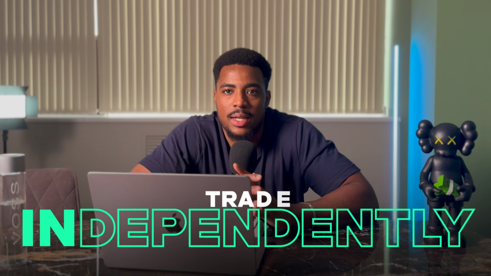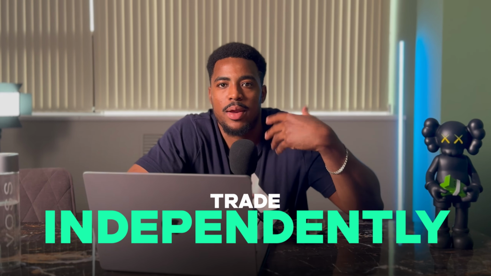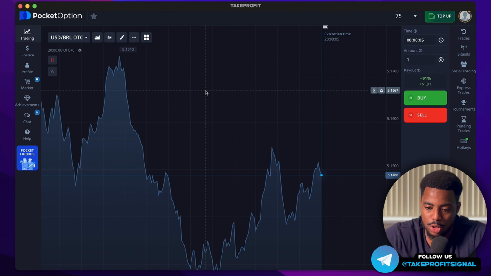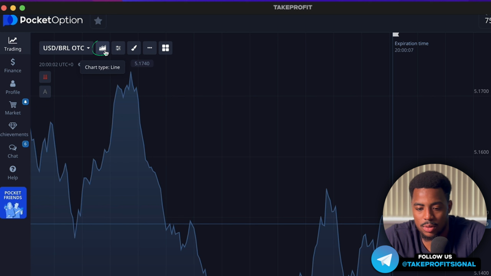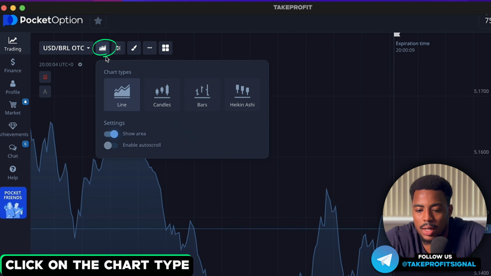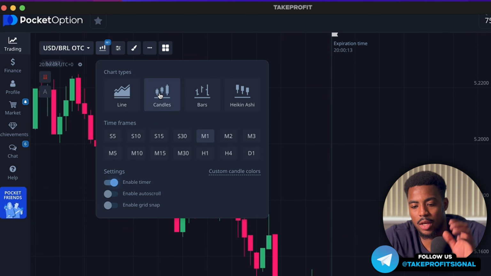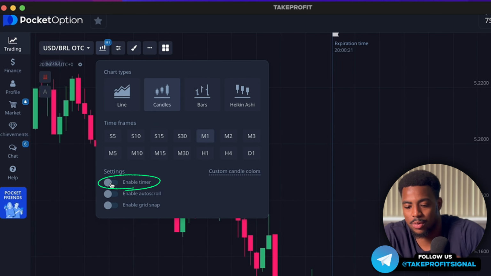The second way to make money is to trade independently. And now I will explain to you the simplest strategy that has always brought me very good results. To do this, we will need to adjust our chart a little bit. We go to the upper left corner, click on the chart type and select the required candle chart type. Here we make sure to turn on the timer.